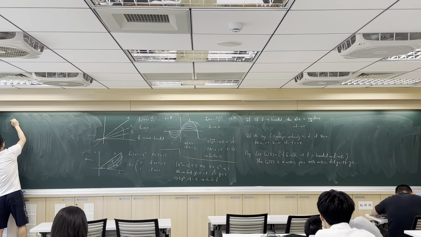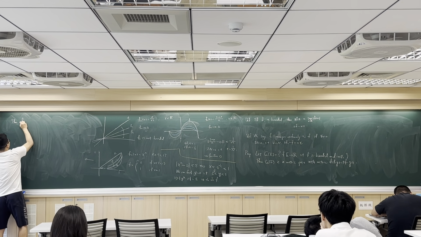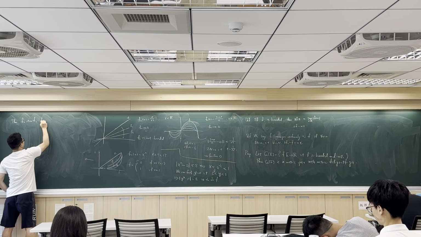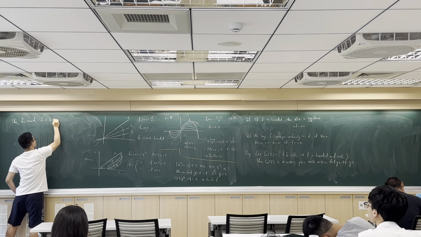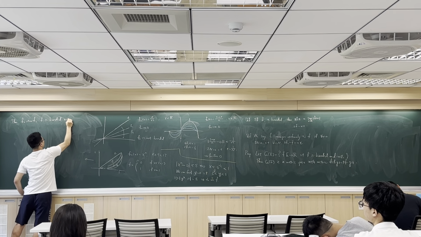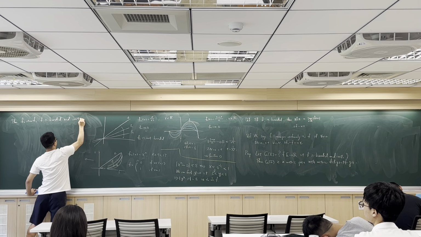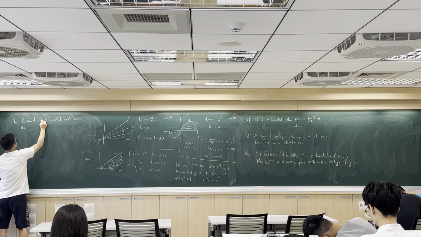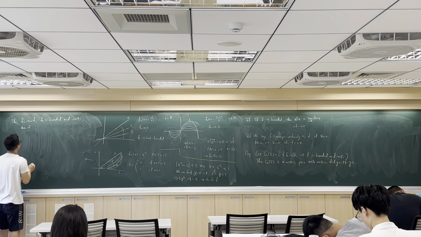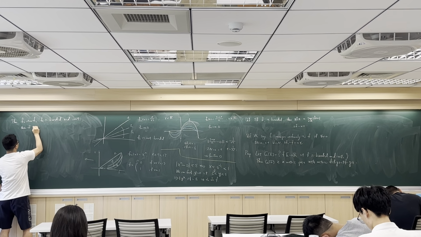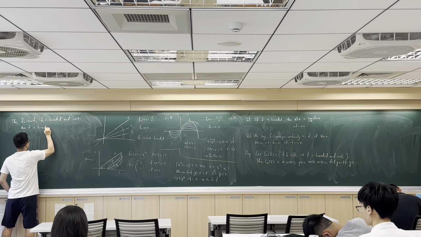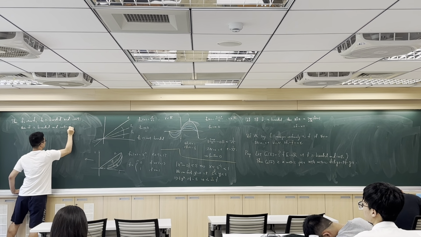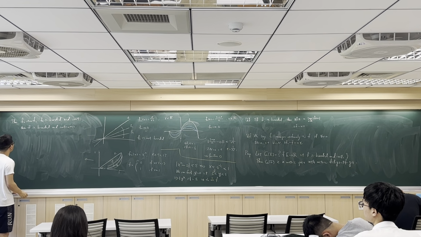So we prove that if Fn converges uniformly to F, and F is bounded and continuous, then the limit of Fn will be a function that is bounded and continuous. Proof.